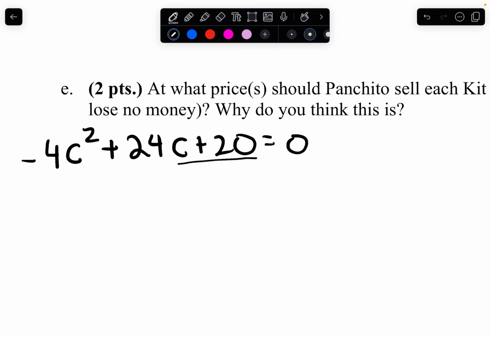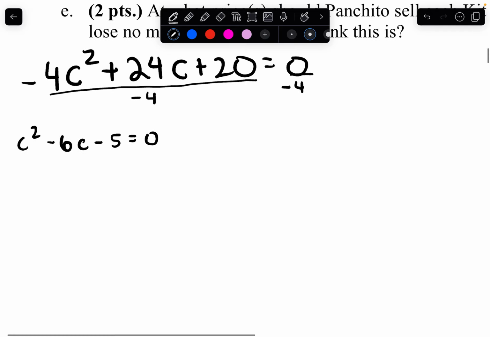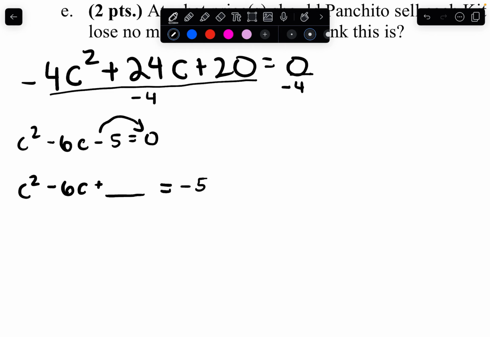I'm going to divide both of these things by negative 4. Both sides divided by negative 4, so I will be left with c squared minus 6c minus 5 is equal to 0. Next step, I'm solving for c by completing the square, is to move the 5 to the other side. So I will have c squared minus 6c plus something is equal to negative 5 plus something.